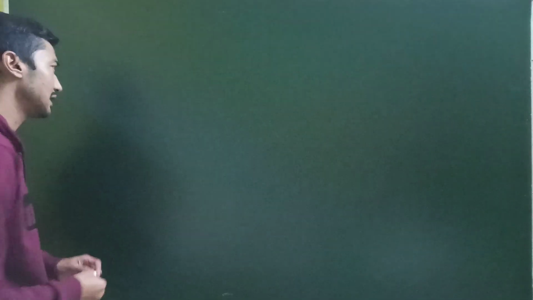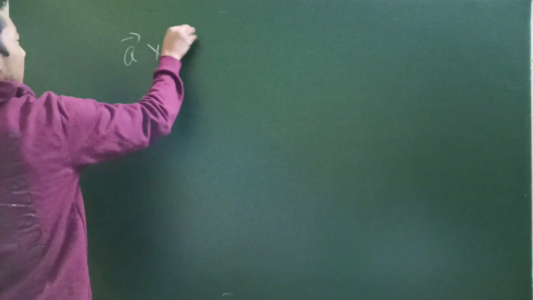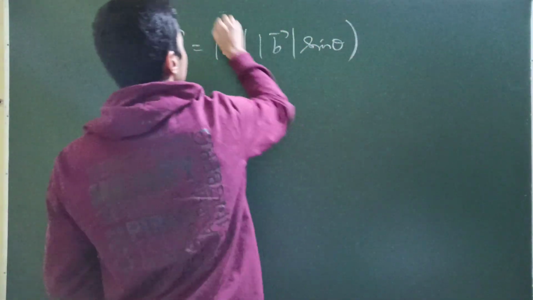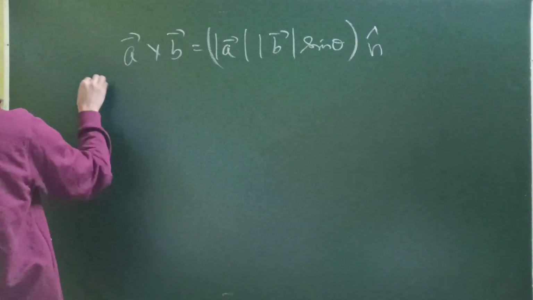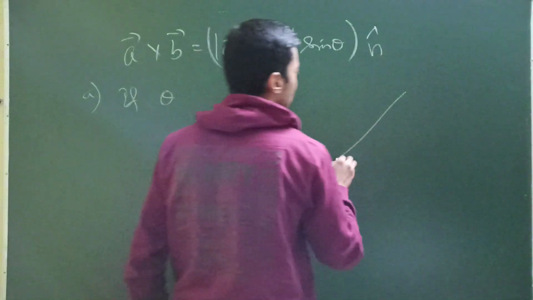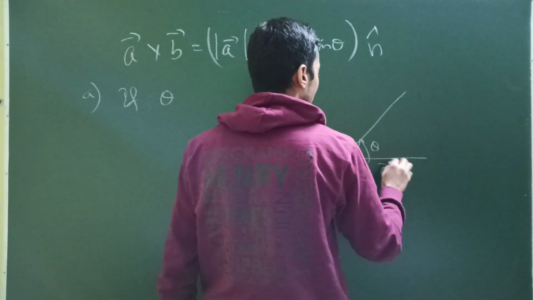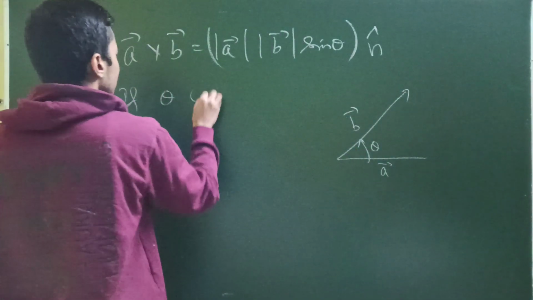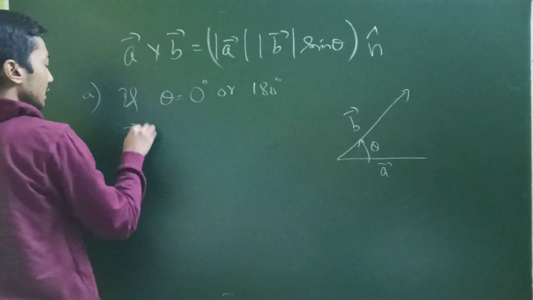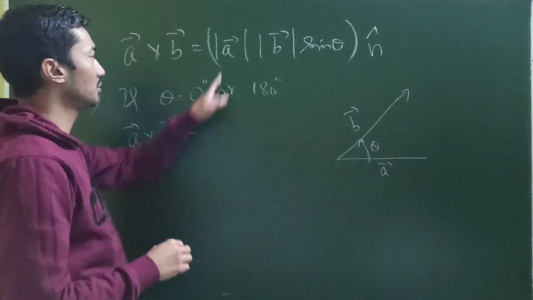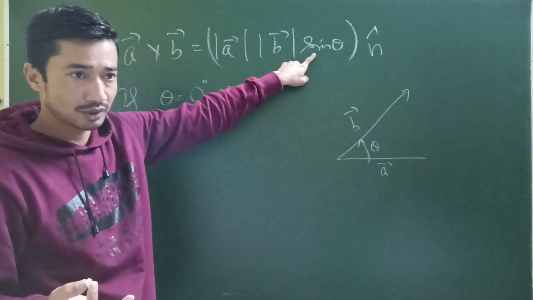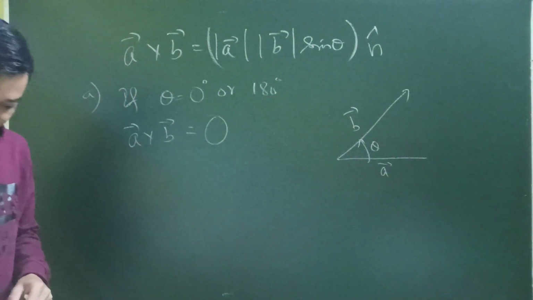Now with that, of course, some special conditions. Let me just quickly write down: A cross B is magnitude of A, magnitude of B, sine theta, n cap. Some special conditions: if theta is the angle between the two vectors, vector A and vector B, and it is 0 degree, parallel, or 180 degree, pi, then in that case what will happen? A cross B will be magnitude of A, magnitude of B, sine 0. Sine 0 is how much? 0. Or sine 180. Sine 180 is also what? 0. So in that case, A cross B will be 0.